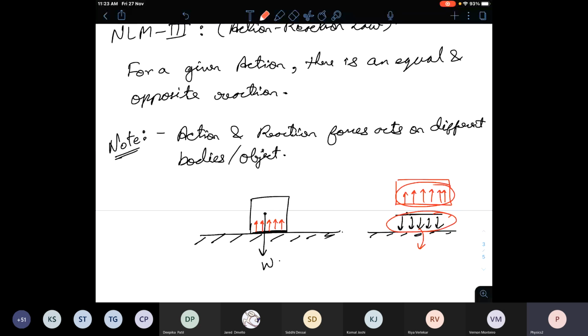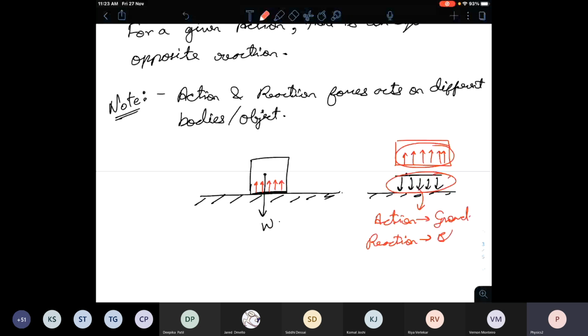So here you can see that action is on what? Action is acting on the ground, whereas reaction is acting on the block. So this is an important point which you have to take care about action reaction forces. So this is action reaction, Newton's third law.